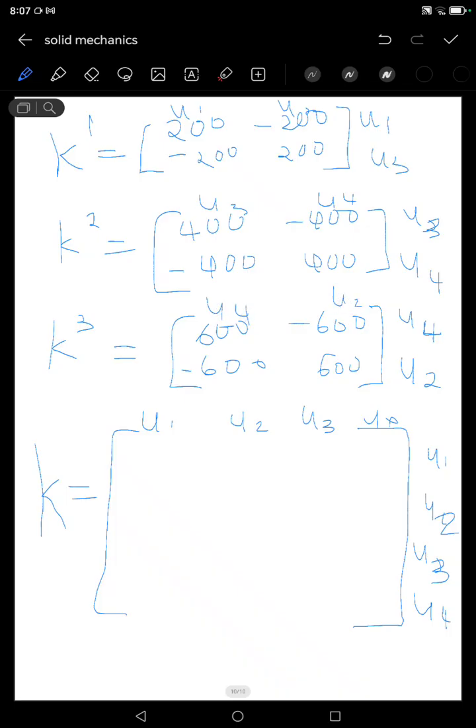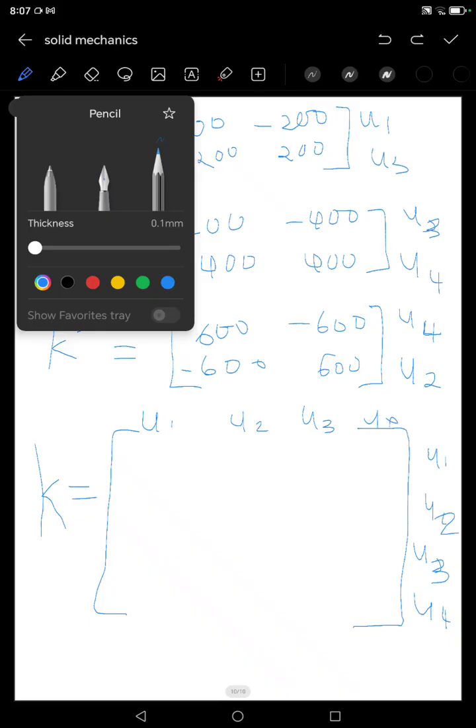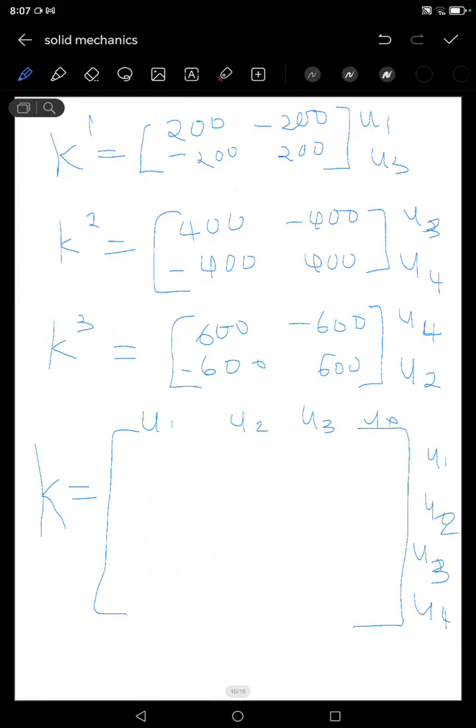I think I was supposed to write in a different color. It's gonna be U1, U2, U3, U4, then U4, U2, like this.